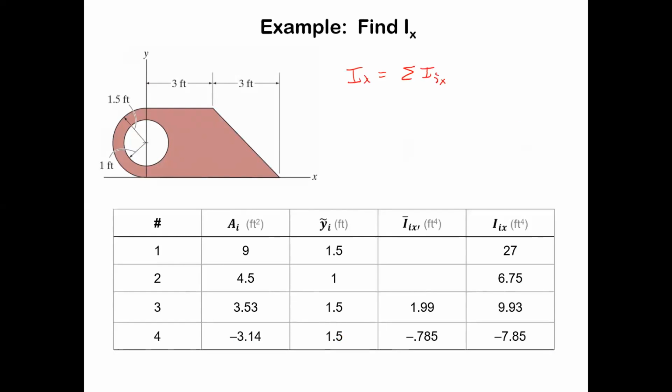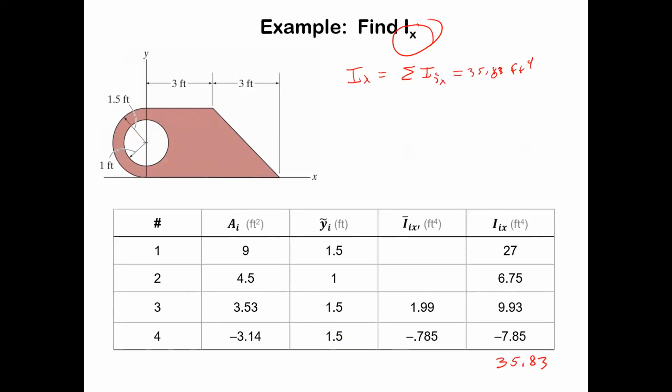And this should equal 35.83. Just adding all these things together. Does that seem right? 27 plus 6 plus 9 minus 7. Yeah, so that equals 35.83 feet to the 4th power. So that is the total Ix of that part.